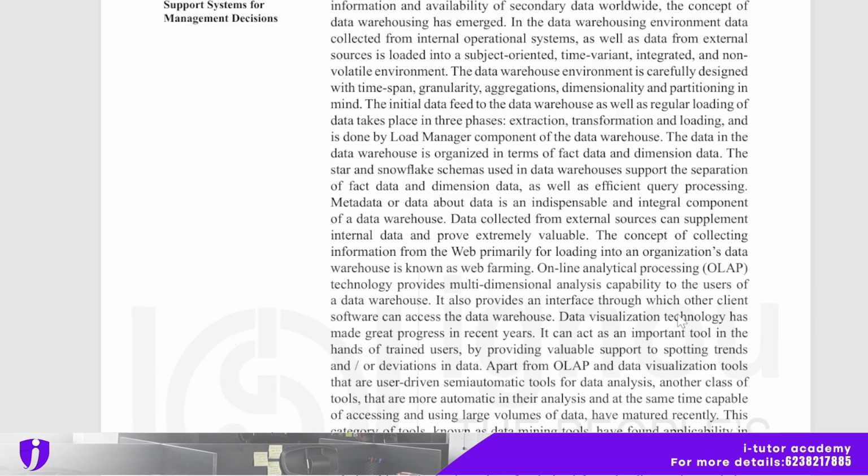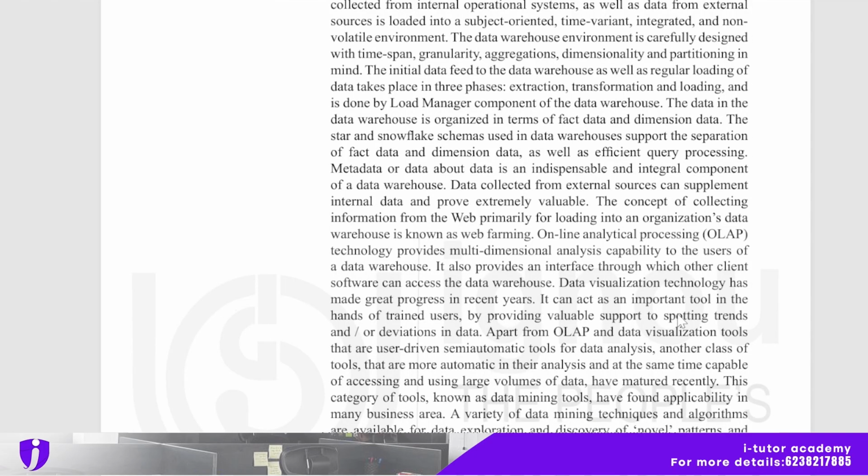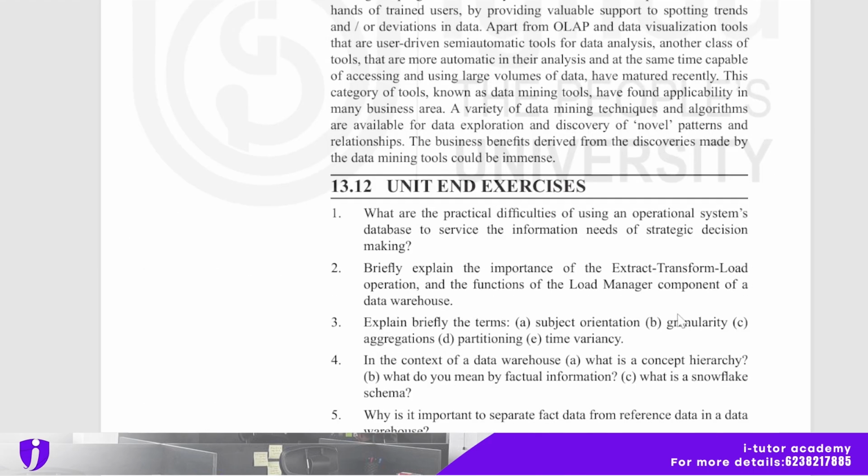The data warehouse environment is carefully designed with the time span, granularity, aggregation, dimensionality, and partition in mind. The initial data feed to the data warehouse as well as regular loading of data takes place in three phases: extraction, transformation, and loading, and is done by the load manager component of the data warehouse. The data in the data warehouse is organized in terms of fact data and dimension data. The star and snowflake schemas used in data warehouses support the separation of fact data and dimension data, as well as efficient query processing. So this is the summary of this unit.